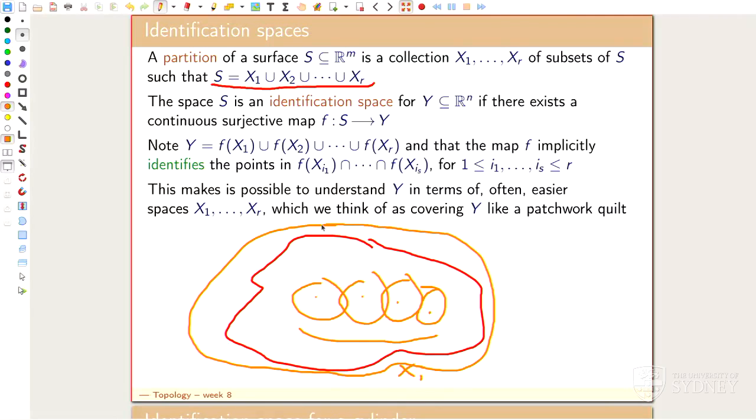Somehow you have a global problem and you decompose it into a local problem. You only need to remember how things are glued together in order to get the correct surface. Turns out that this method is extremely powerful for surfaces. And yeah, we'll see. So let me give you an example.